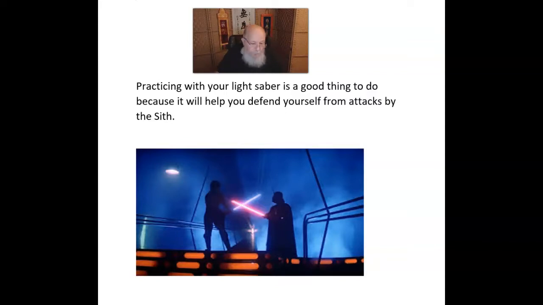Now, what we want to pay attention to here is the word because. Because. That's what's called a premise indicator. It indicates that we've keyed in to the reasons for the conclusion. So the premise is, it will help you defend yourself from attacks by the Sith, and the conclusion is, practicing with your lightsaber is a good thing to do. Why? Because it will help you defend yourself from attacks by the Sith.